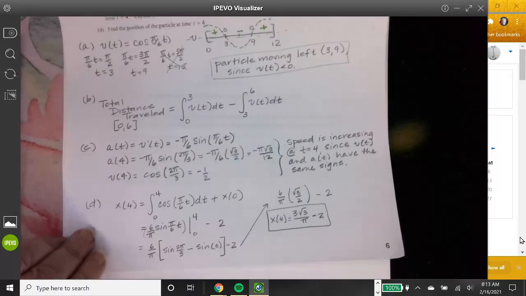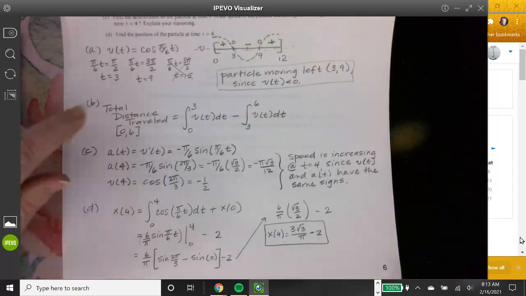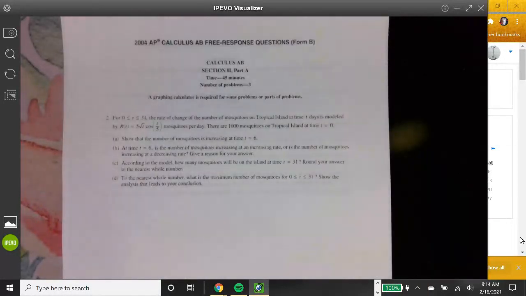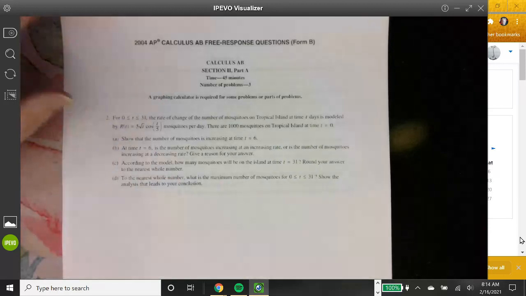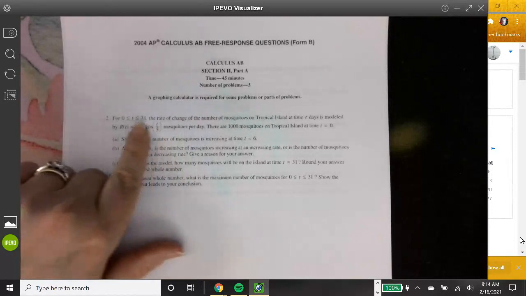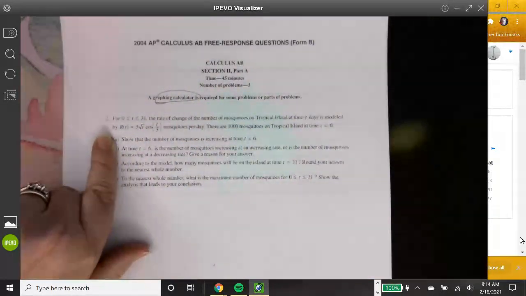So a particle motion problem isn't really all that difficult if you understand the difference between total distance traveled and displacement. I think that's a big deal. All right, let's do another one. This is the one I was talking about earlier, which happens to be the mosquitoes on the tropical island. Now, this is a graphing calculator problem because it's question number 2. So this is a calculator active question.